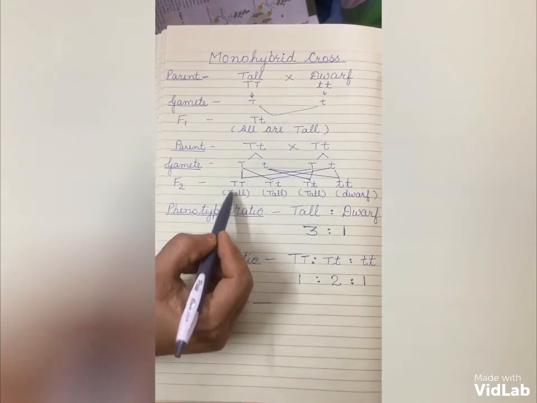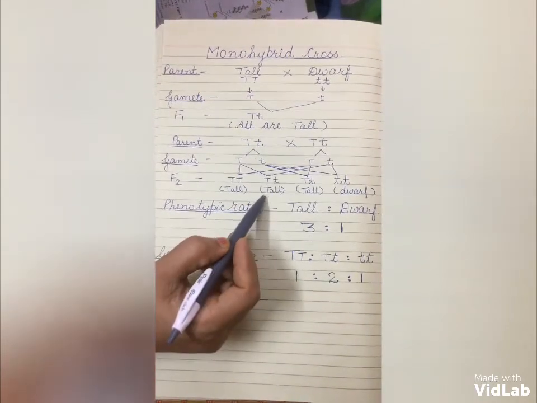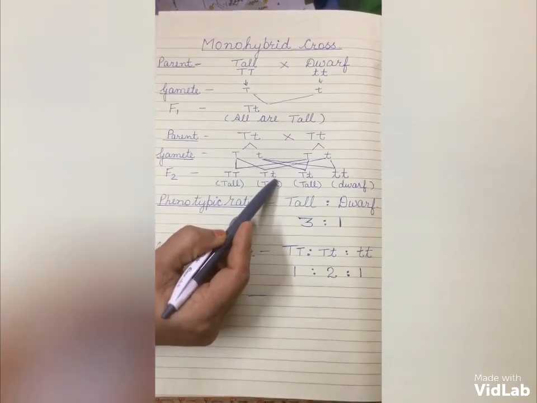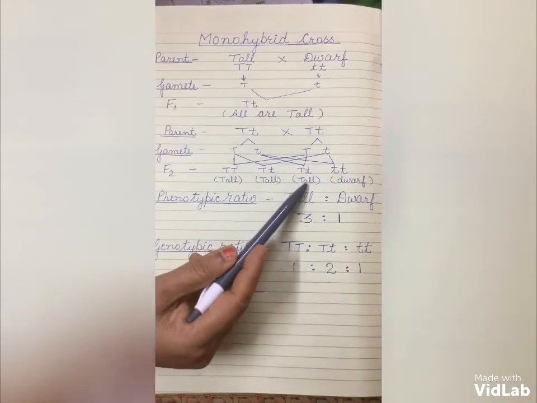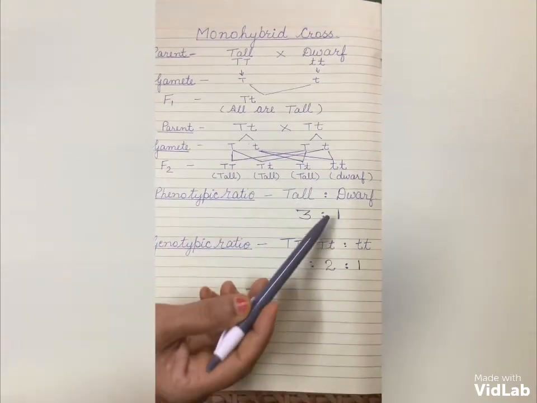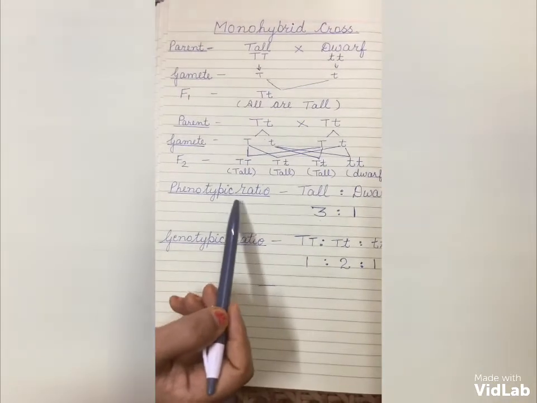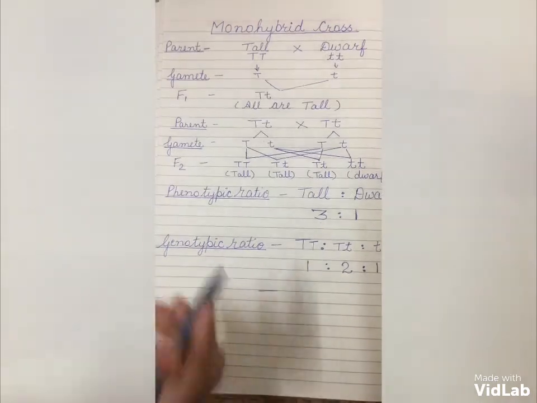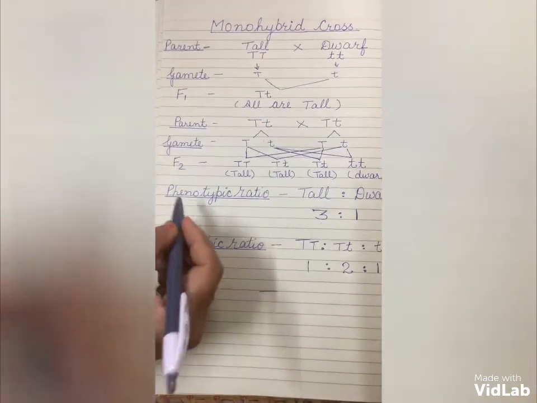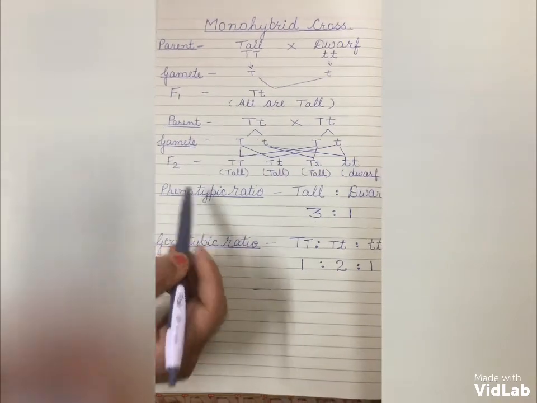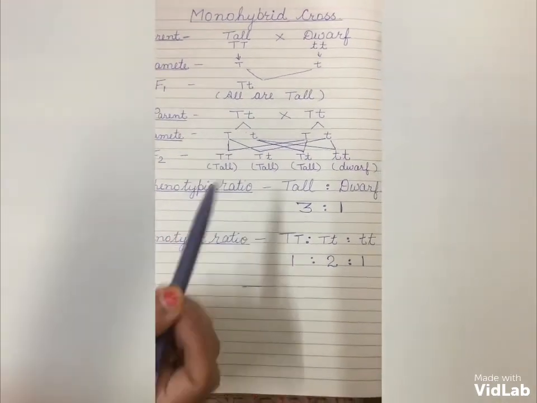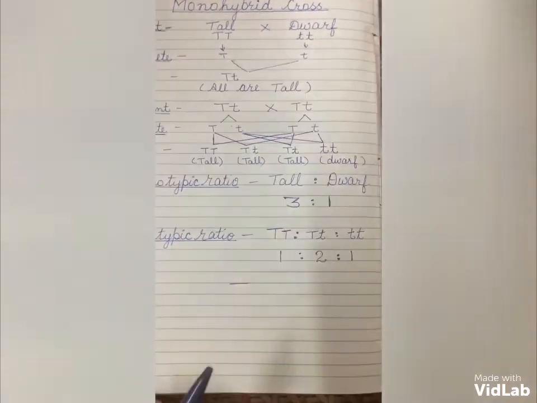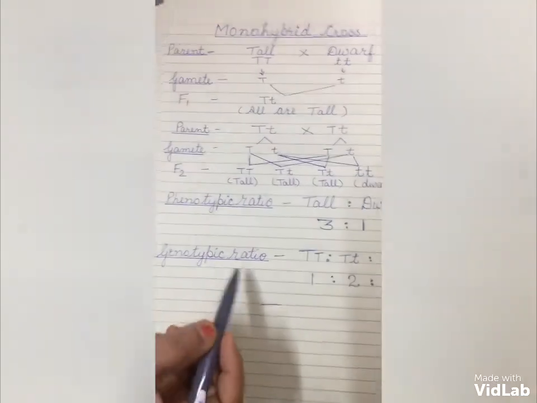Capital T, that is also tall. Capital T, small t, also tall, because T is dominant. In the presence of dominant, recessive is unable to express itself. So here 3 are tall and 1 is dwarf individual. That is the phenotypic ratio. Phenotypic ratio means from the outer expressions, from the outer characteristics that we can observe. When we observe from outside, 3 tall and 1 dwarf individual is produced.